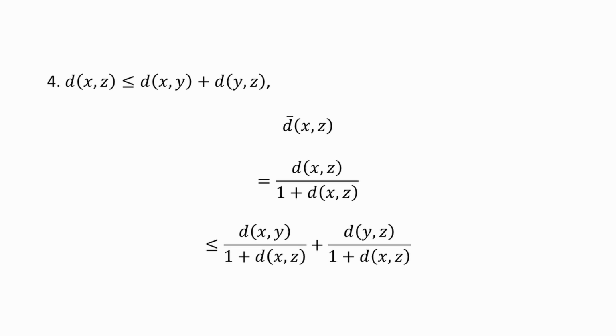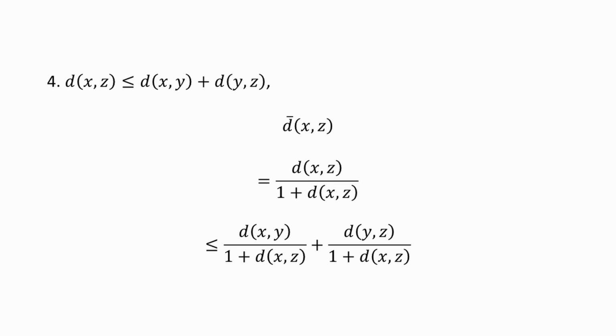Fourth, d(x, z) is smaller than or equal to d(x, y) plus d(y, z). Again, we apply the definition of d bar. This time, by applying the triangle inequality, we get the second expression is smaller than or equal to d(x, y) over 1 plus d(x, z) plus d(y, z) over 1 plus d(x, z).